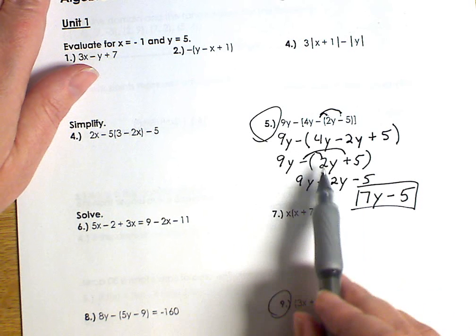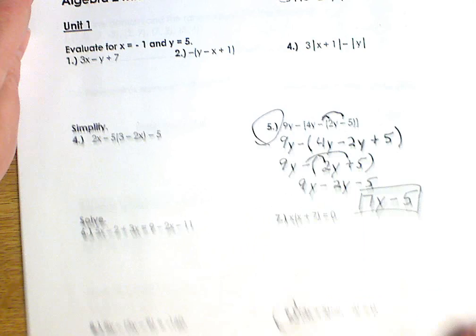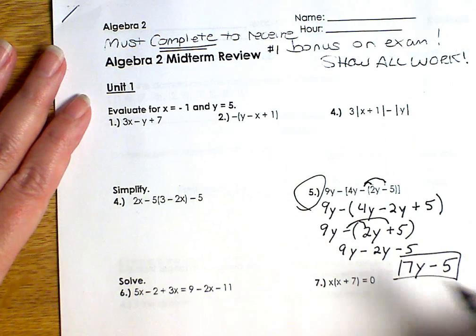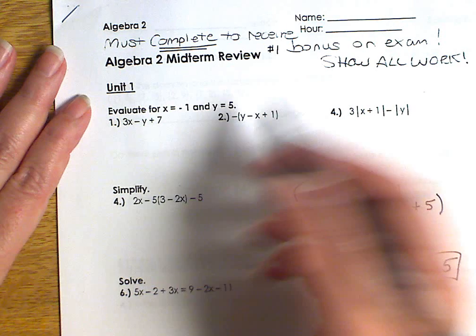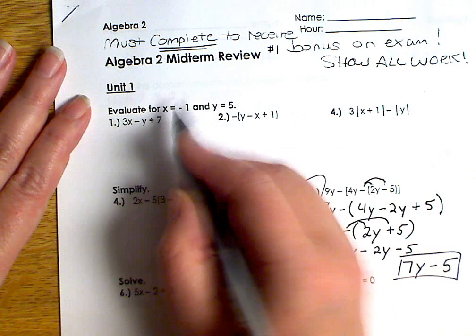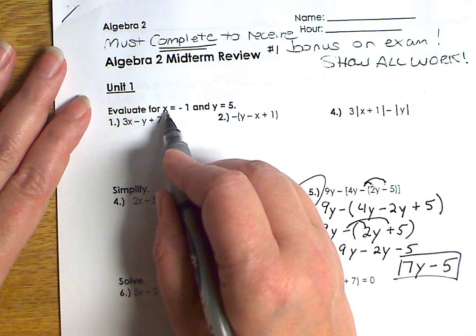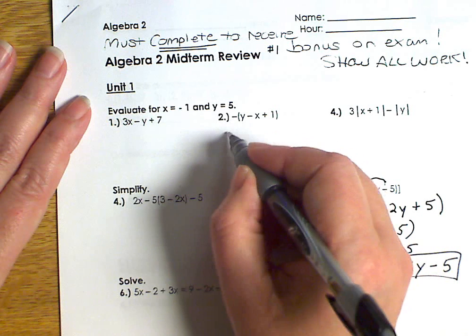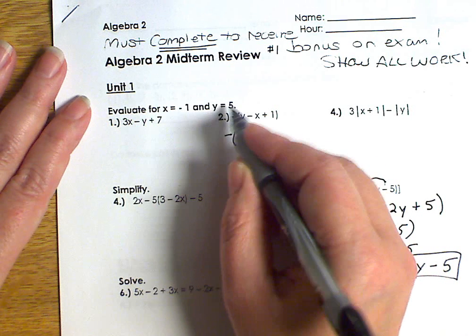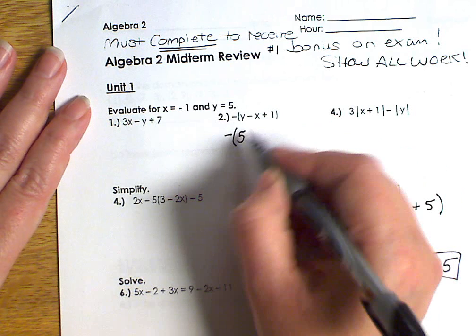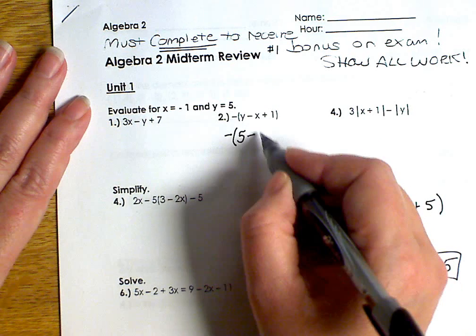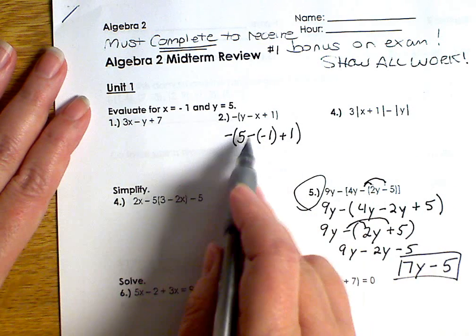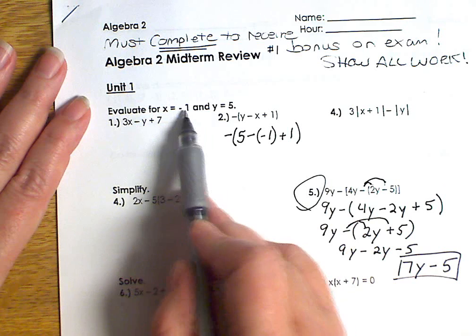Can you do one of the 1 through 3? I sure can. Yep. It doesn't matter which one. Number 2. What you're doing is you put in x equals negative 1 for your x and y equals 5. So it says negative y, and instead of y, we're going to put a 5, minus, instead of x, we're going to put a negative 1. So you're just literally putting in a negative 1 for your x and a 5 for your y.